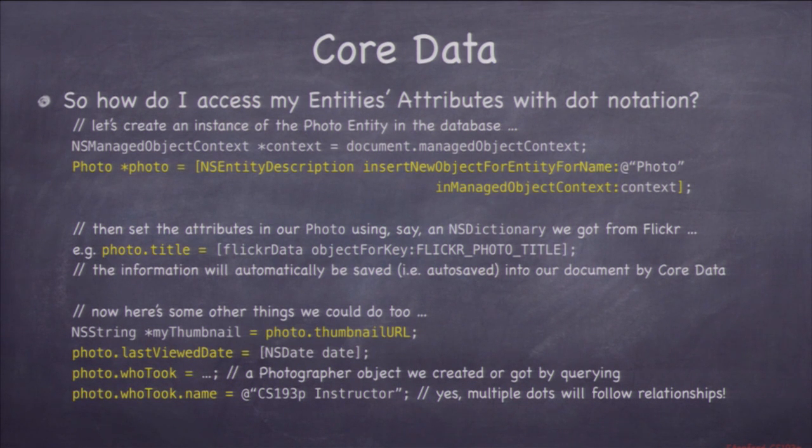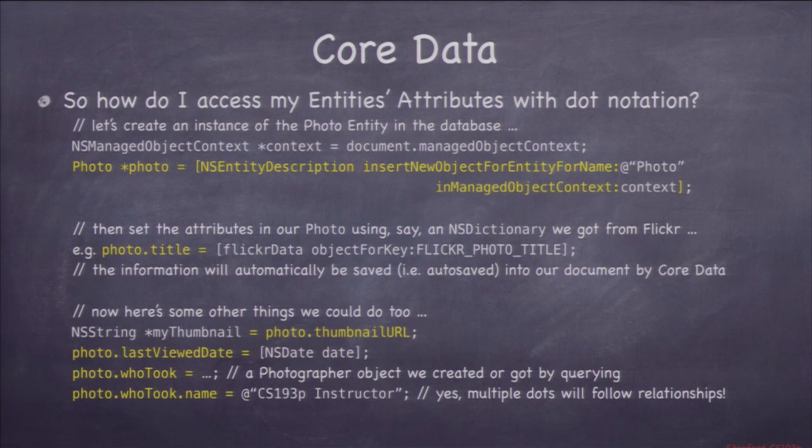So if I have a photo, I can actually set the name of the photographer who took that photo. I'm just using normal dot notation. Photographer implements name, and photo implements whoTook, and whoTook is a photographer, therefore photo.whoTook.name.